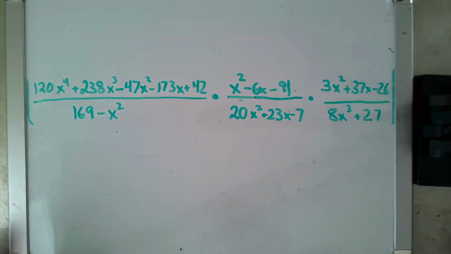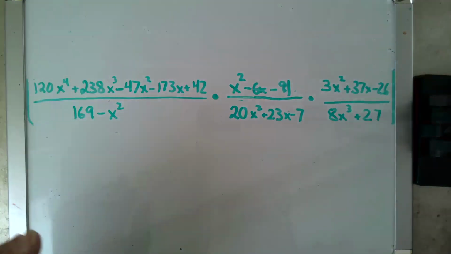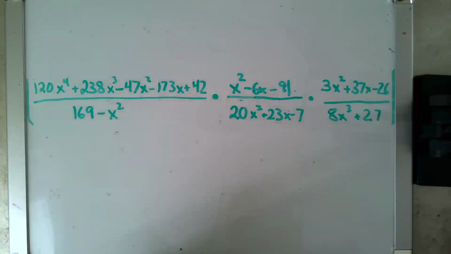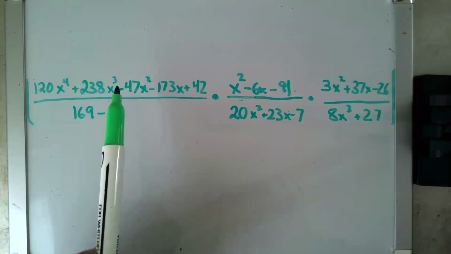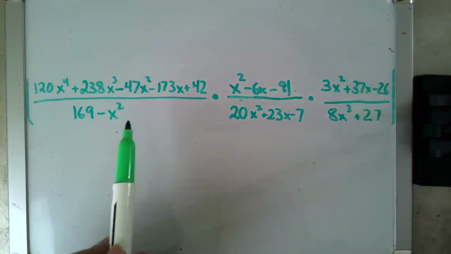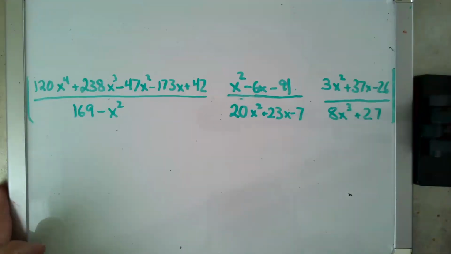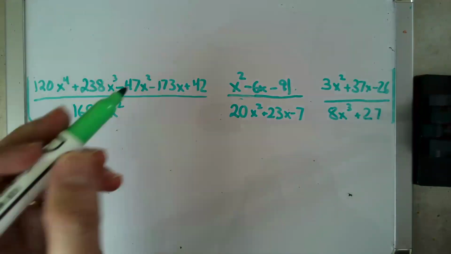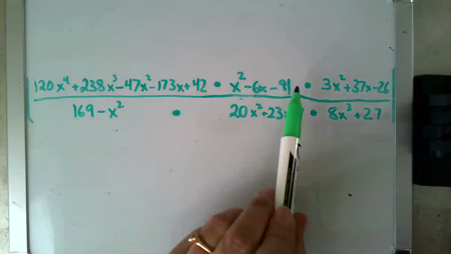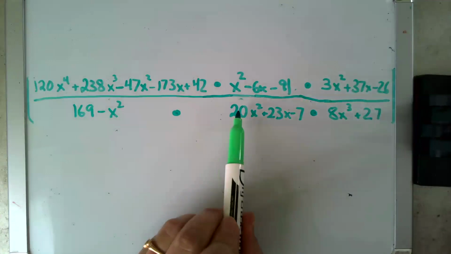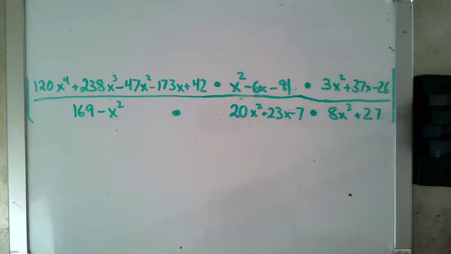Okay, so now I have a string of expressions that I'm multiplying together, which actually means, because this is how multiplication works, I multiply all the tops together and all the bottoms together and extend my fraction line. So this times this times this is my numerator, and this times this times this is my denominator. And as you can see, that's going to leave us plenty of opportunities for canceling when we begin to factor.